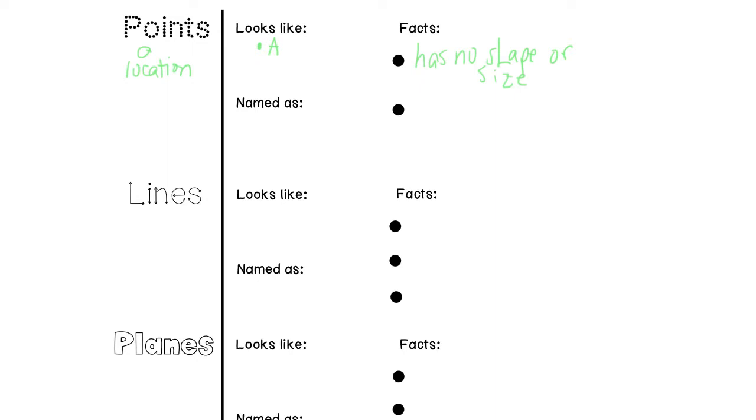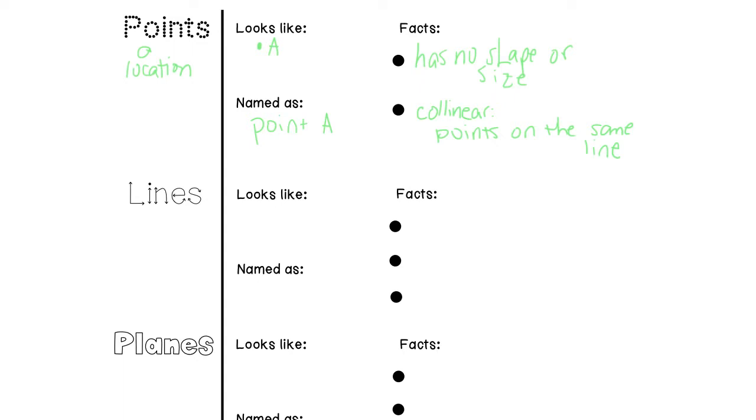Okay. Another fun fact, things are collinear, C-O-L-L-I-N-E-A-R, if they are points on the same line. We name a point, so like this point that we have up here, if we were to name that, we would name it point A.